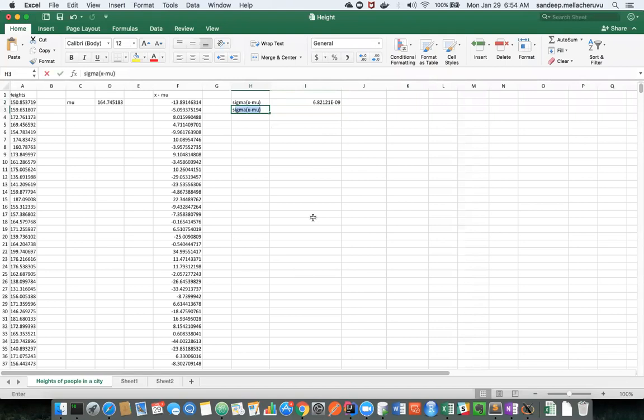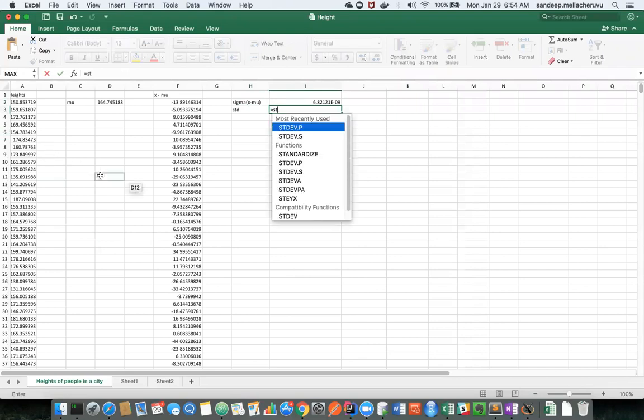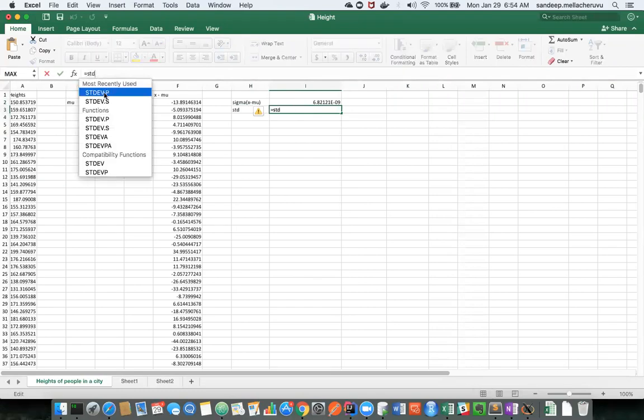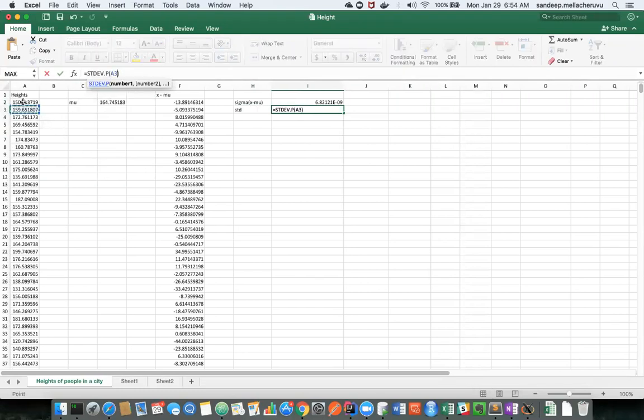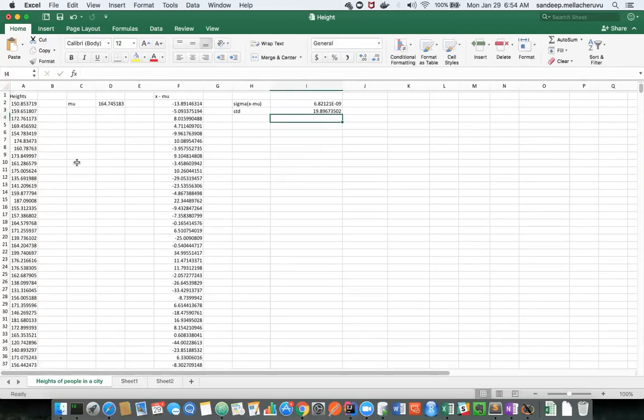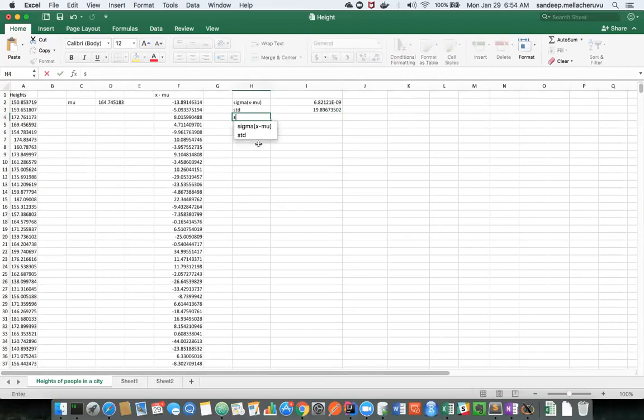What is that? Standard deviation. I'm just giving it as STD, standard deviation. Standard deviation population. Let's do both of them. Let's see how much difference we'll get. I'm taking from the first to the end. I have never done this. Standard deviation sample. Okay.